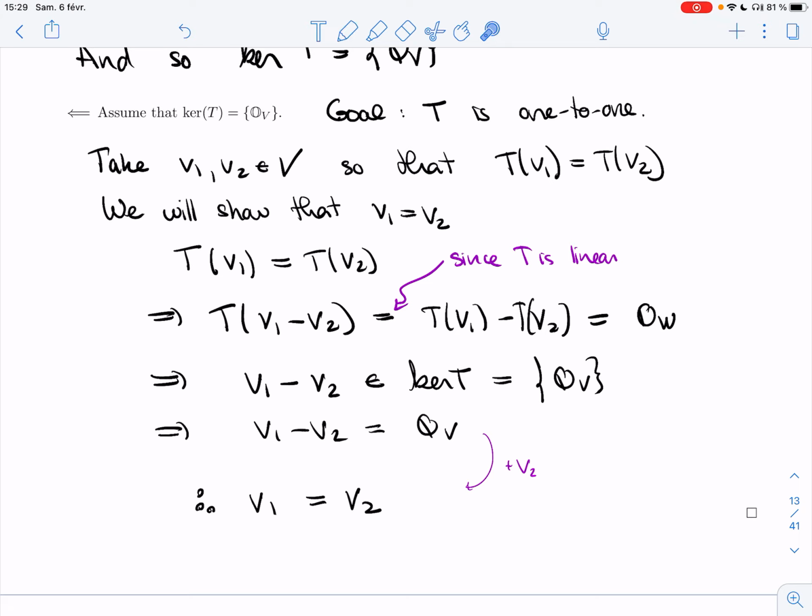All right, so I started with any V1, V2 that had the same image, and I proved that they were the same. That's what I need to prove to show that I have a one-to-one map.